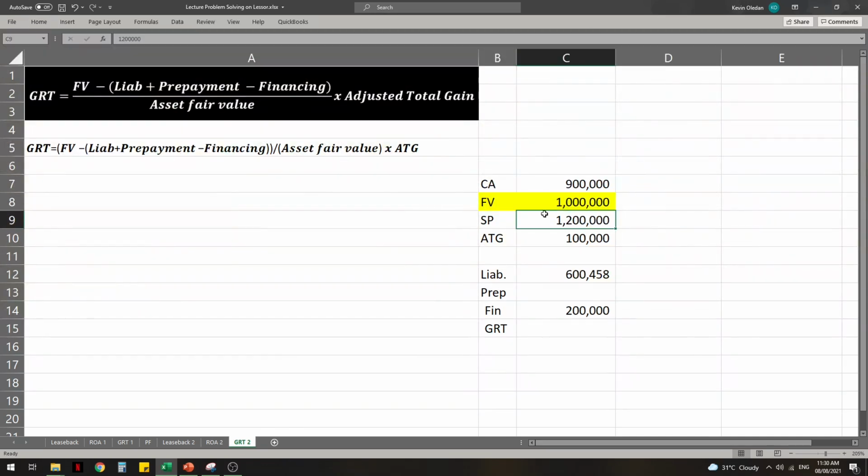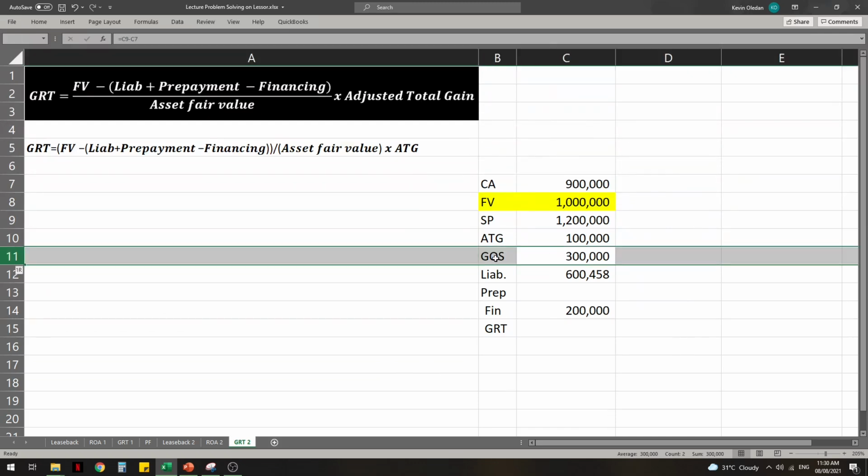Okay, fair value takes priority over selling price in sale and leaseback. Such that, kung ordinary sale lang to, di ba? Meron tayong gain on sale. Ordinary sale will have recognized selling price minus carrying amount. Ito dapat ang gain on sale natin. Pero do take note again, this information is not useful when it comes to sale and leaseback.